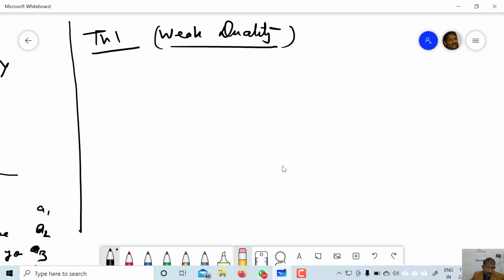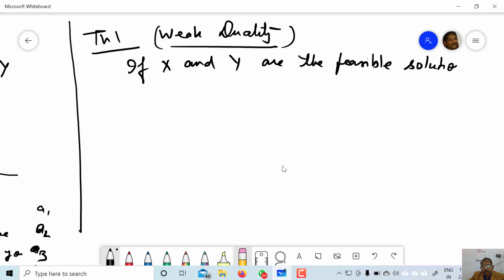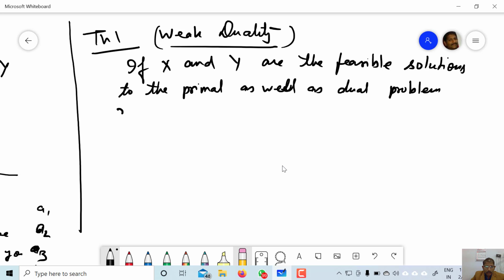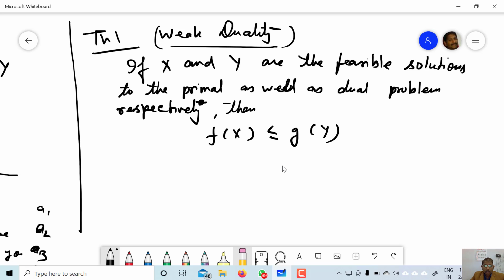The theorem is saying that if x and y are feasible solutions to the primal as well as the dual problem respectively, then f(x) must be less than or equal to g(y), where x is the primal variable and y is the dual variable.